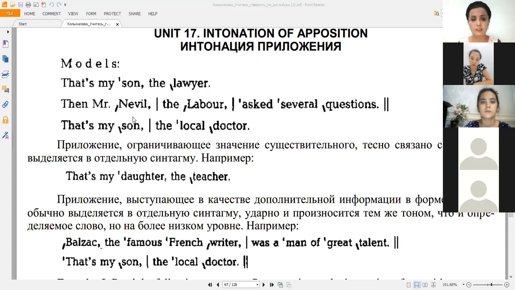We are talking about the intonation of this noun, dear students. Yeah. Then Mr. Neville, the laborer, asked several questions. So that's my son, the local doctor. So pay attention to the rule in the Russian language here.